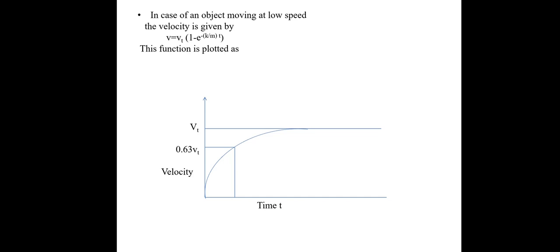And here we observe in the diagram one more factor, that is 0.63 times Vt, which I have already explained in the last session. At an instant of time t equal to m by k seconds, the velocity attained by the object is 63% of terminal velocity. All the calculations were already done in the last session. Here only the graphical representation is indicated. That is, the velocity of an object increases exponentially. Exponentially means it is a slow variation.